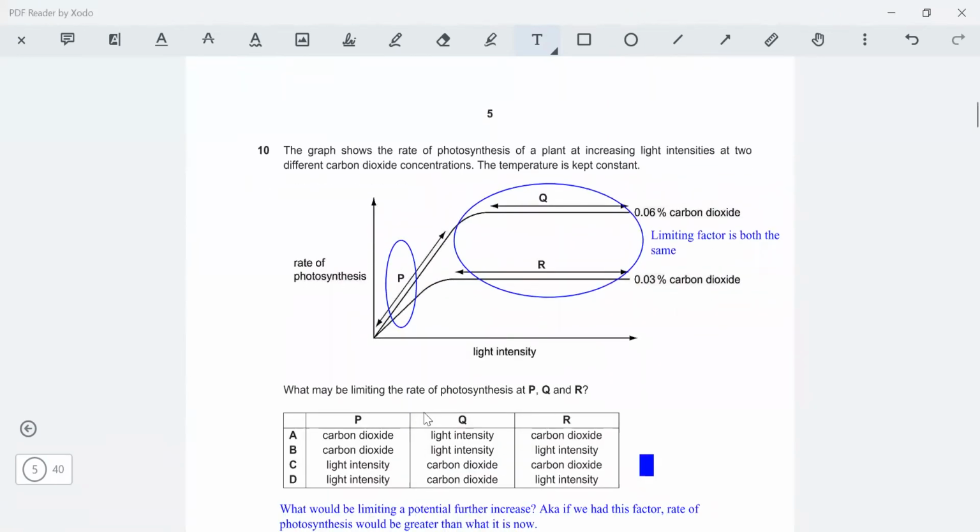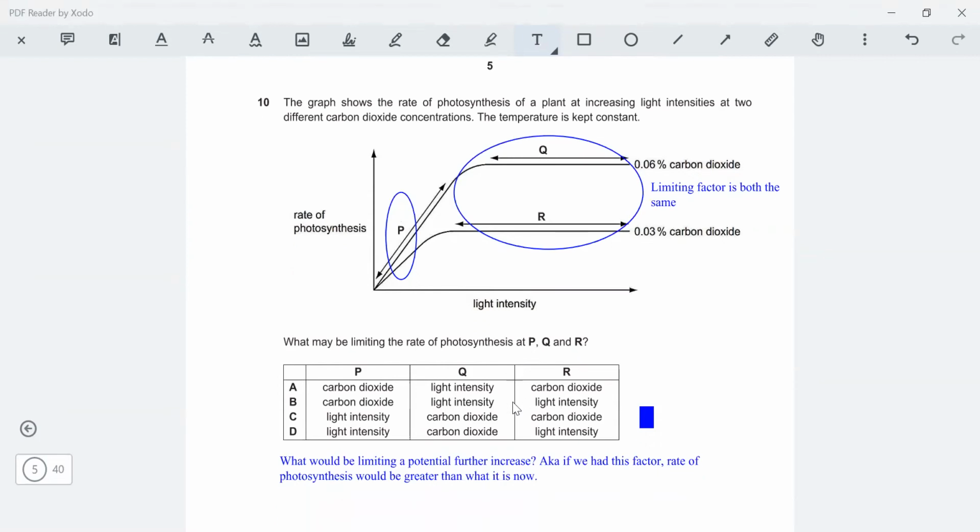Question 10. The graph shows the rates of photosynthesis at a plant in increasing light intensities at 2 different carbon dioxide concentrations. The temperature is kept constant. So when you see this, what may be limiting the rate of photosynthesis at P, Q, and R? So actually a lot of students get very confused by factors of limitation of the rate of photosynthesis. So another way to look at this question would be, what would be limiting a potential further increase? So aka if we had this factor, the rate of photosynthesis would be greater than what it is now.